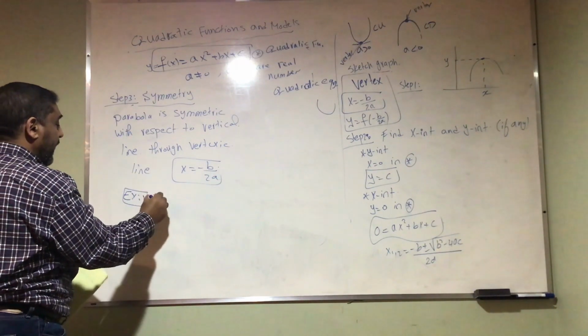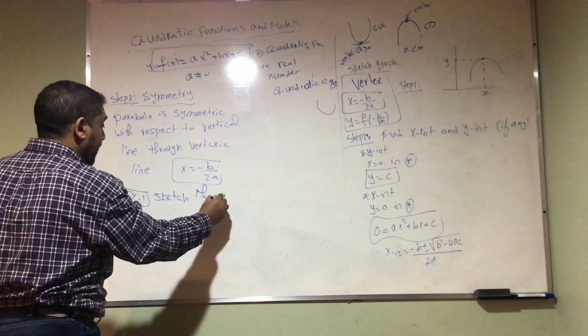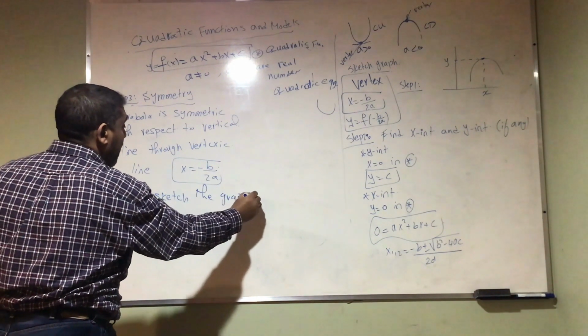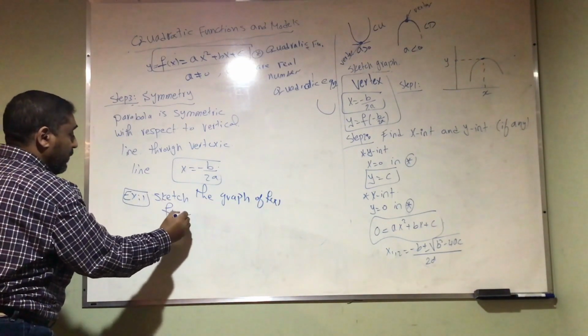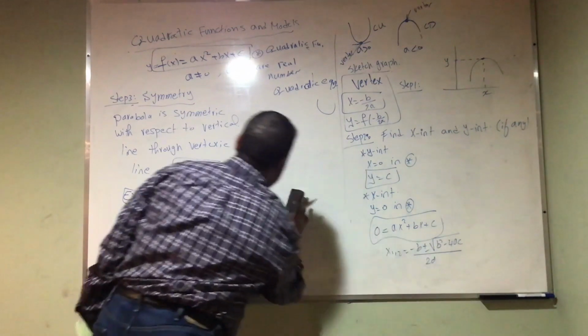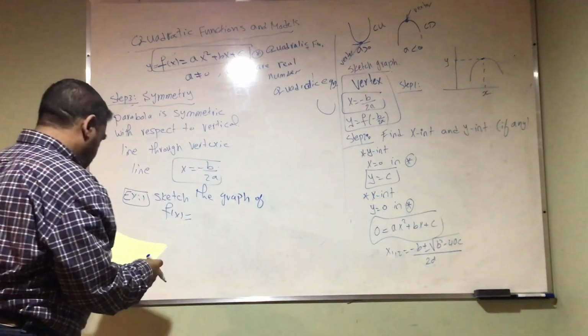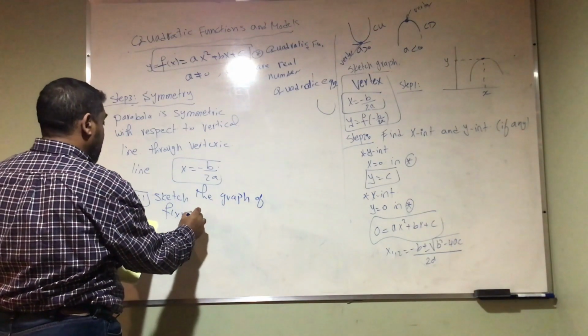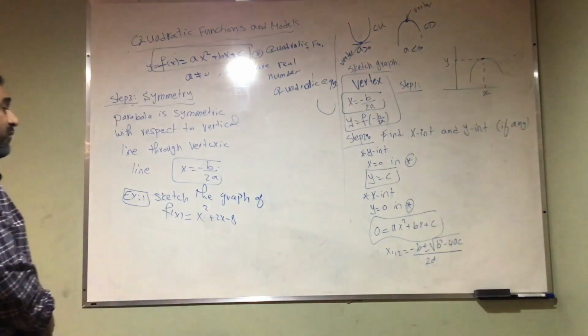What is the step here? I need to sketch the graph. What is the function here, guys? Maybe I write the function here. Sketch the graph of f of x equals x squared plus 2x minus 8. X squared plus 2x minus 8.